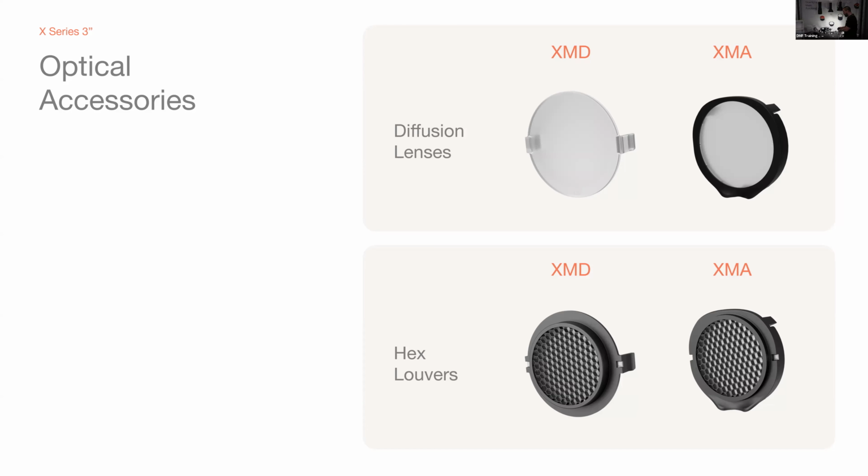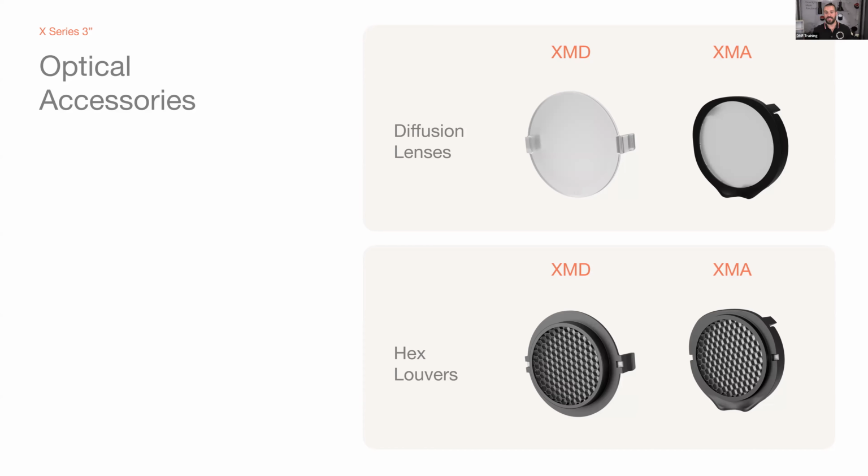So if you're in an instance where you need more beam spread out of your fixtures, or you just want to soften the beam a little bit more, on the X series, you do have that heavy diffusion option. You'll just find it under the optical accessories, not in the standard product builder. And you can get those lenses added on to your order.